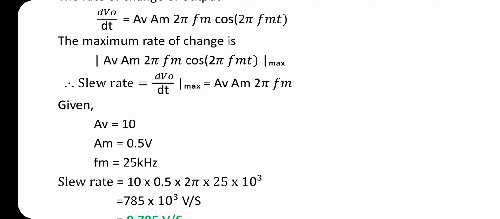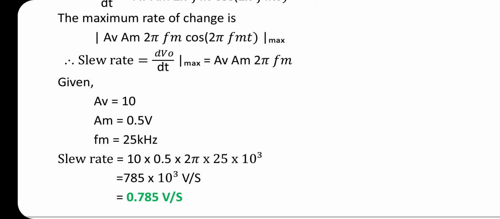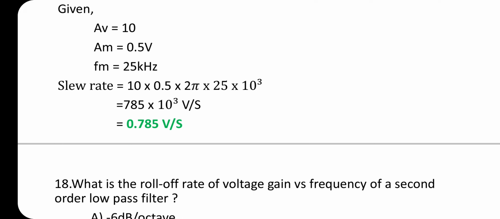Given Av equal to 10, Am equal to 0.5 volt and fm equal to 25 kilohertz. Therefore, slew rate equal to 10 into 0.5 into 2 pi into 25 into 10 raised to 3. We get the slew rate equal to 0.785 volt per microsecond.